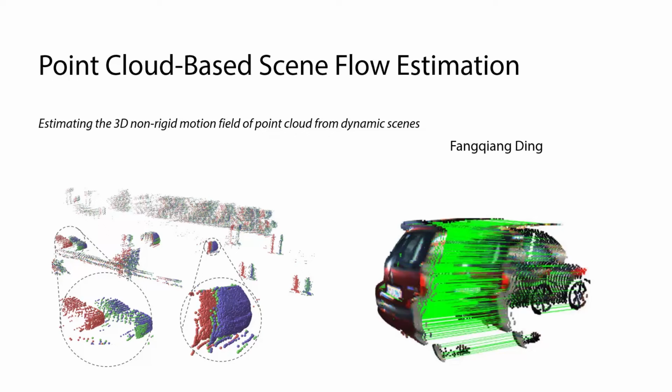Hi everyone, the topic of this masterclass is point cloud-based scene flow estimation, which aims to estimate the 3D non-rigid motion field of point clouds from dynamic scenes. This technique is very important for autonomous systems because it can output a current point-wise motion field from the input point cloud captured from LiDAR or radar. And it can also be used for many downstream tasks for robots and autonomous vehicles.